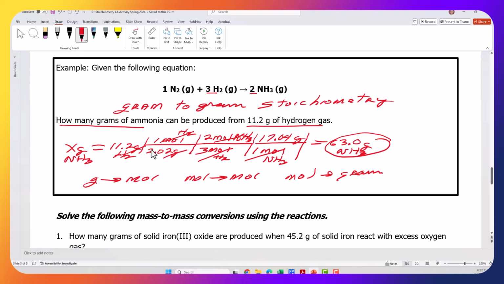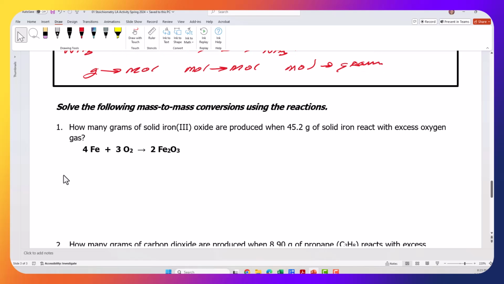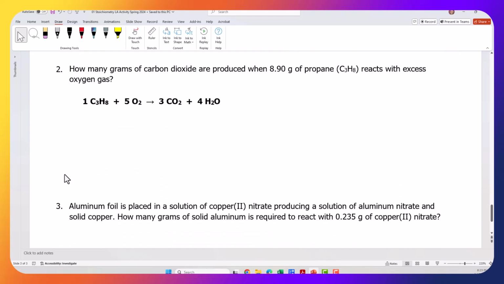Okay, so remember, when you're doing gram-to-gram stoichiometry, grams to moles, divide by the molar mass. Mole to mole, coefficients of the balanced chemical equation. What you're looking for, what you're trying to wind up with, which you've got over here as the X that you started with, goes in the numerator of the mole-to-mole ratio. And then moles to grams, you multiply by the molar mass. Let's see, is there anything left, or have we done it all?